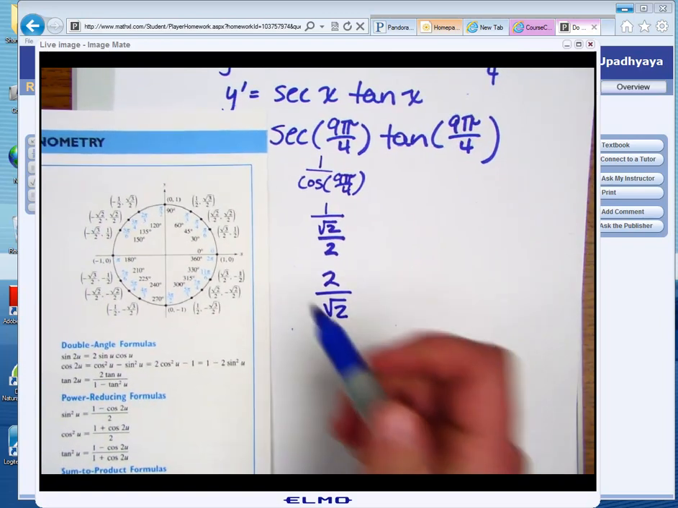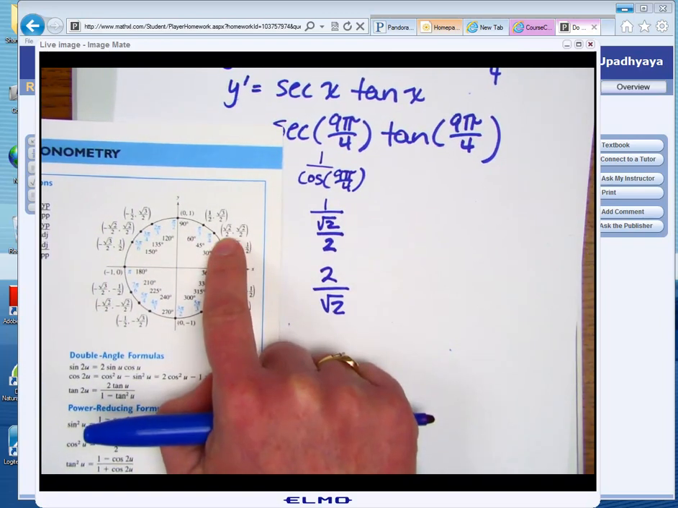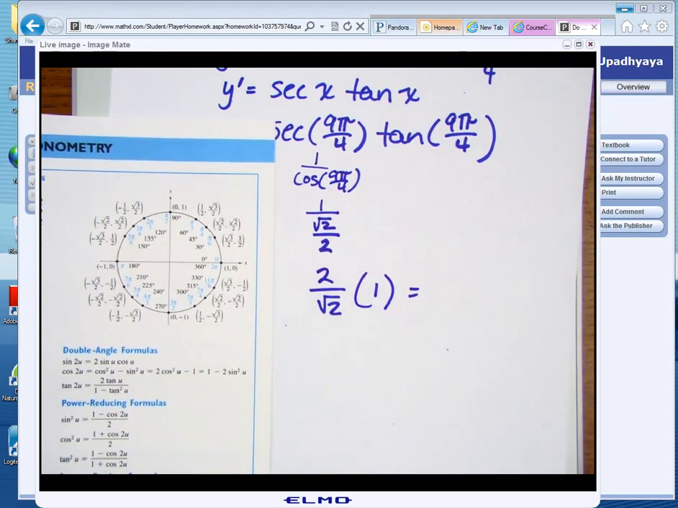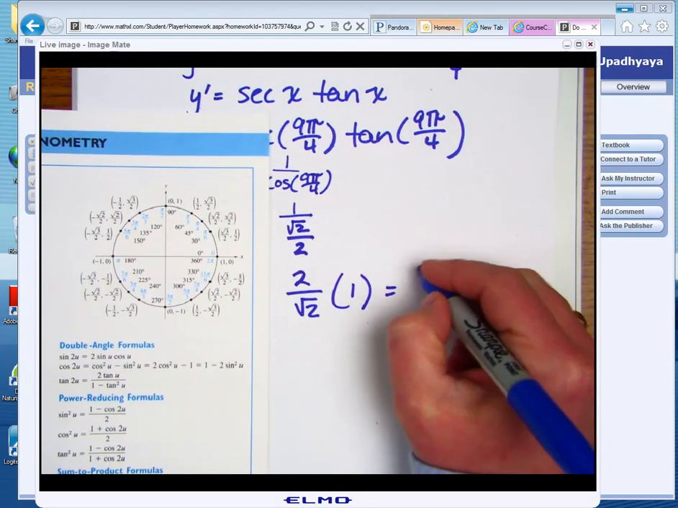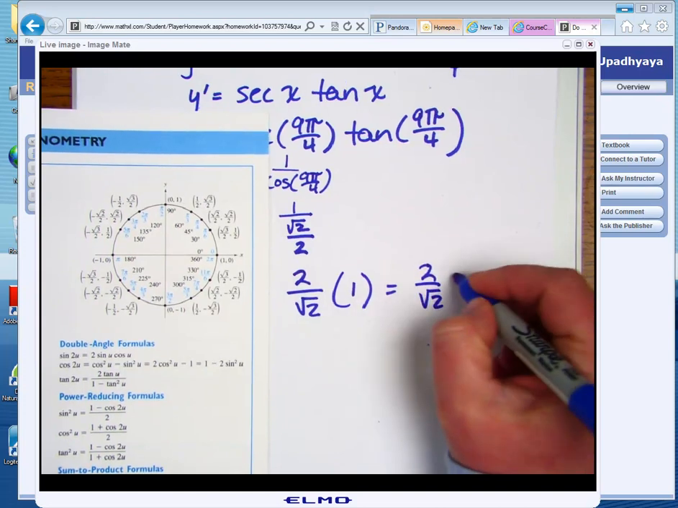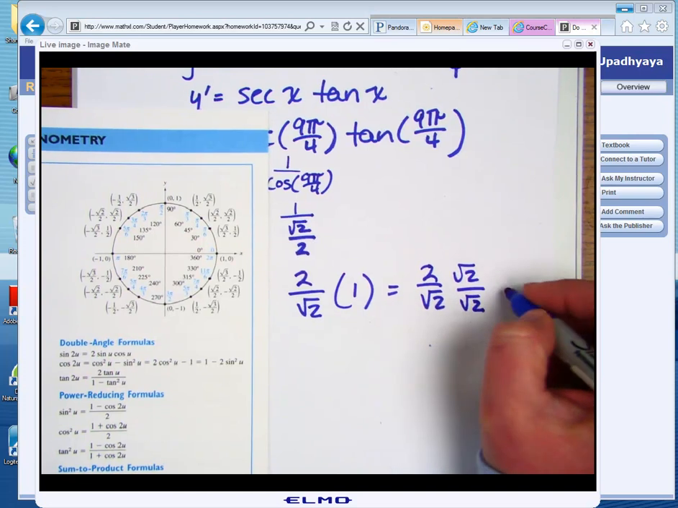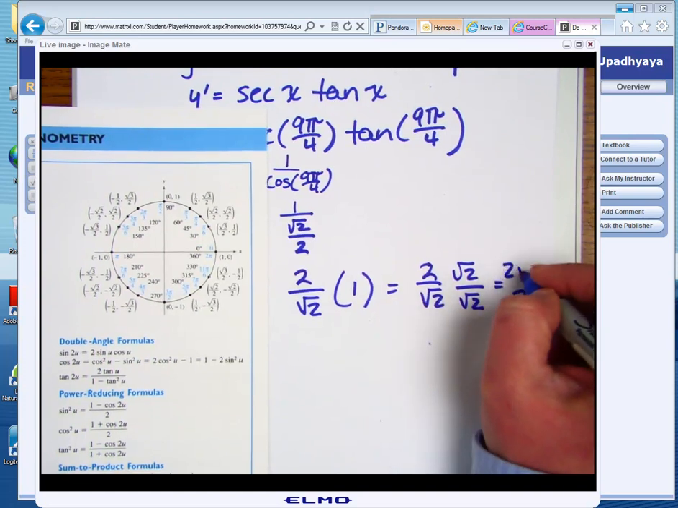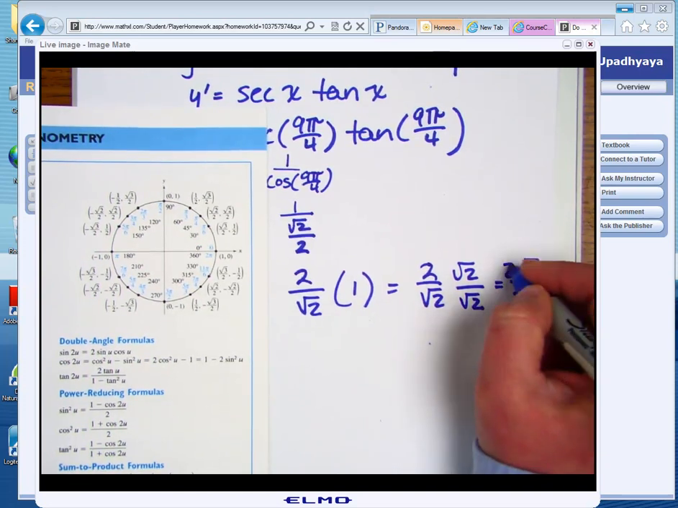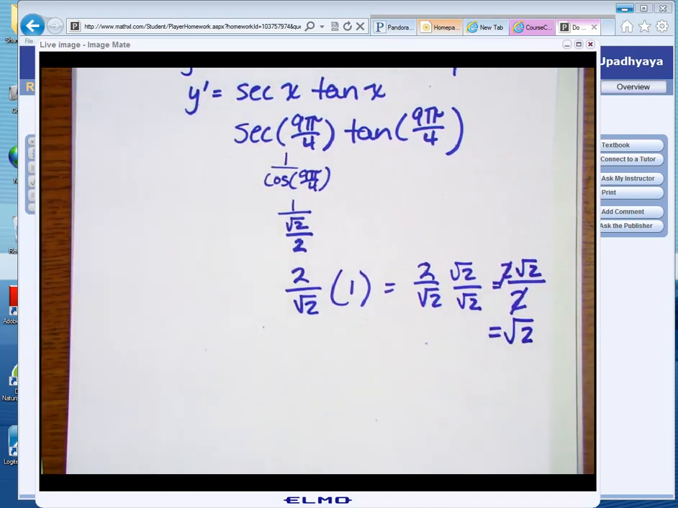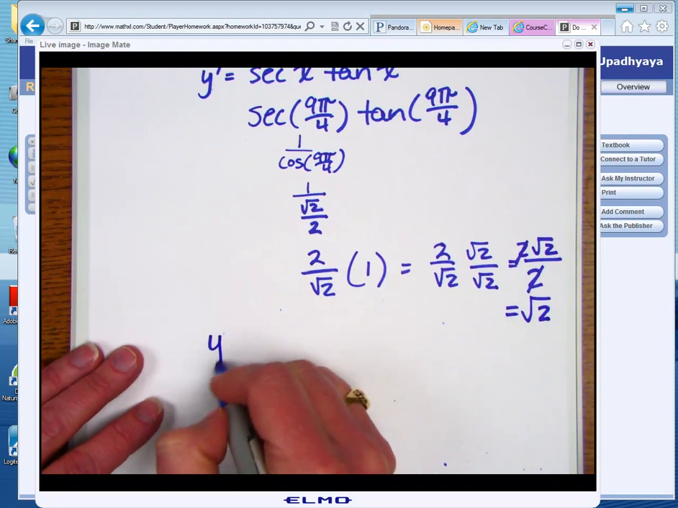Now if I look at the tangent, which is just y over x, that's just going to give me 1. So in this case, I end up with 2 over square root 2. But again, I'm going to get rid of that radical in the denominator. Square root 2 times square root 2 gives me 2. I have 2 square root 2 in the numerator. The 2's cancel, and my slope in this case is square root 2. So now I know my slope.